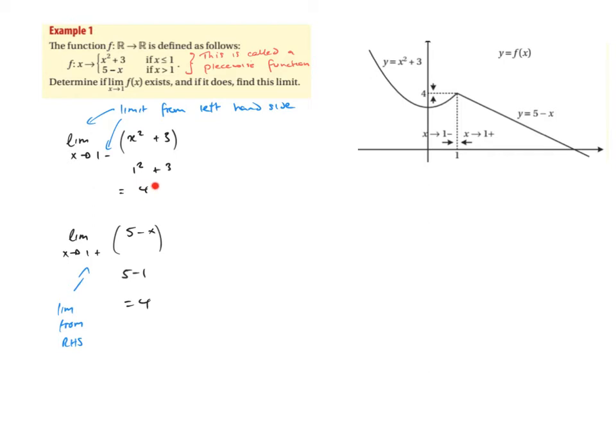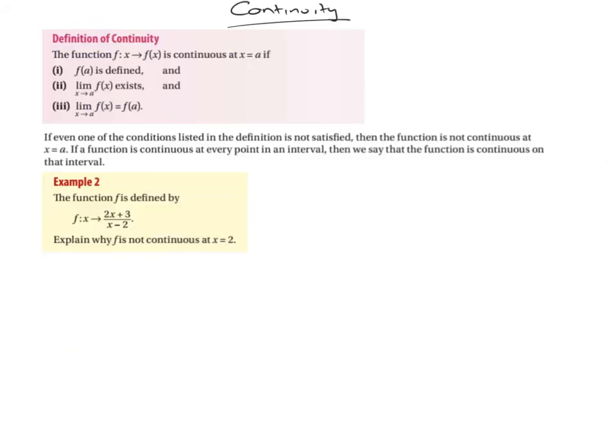If the limit from the left, i.e. this one, was not equal to the limit from the right, then there would be no limit at all. Okay, in this slide we're going to look at continuity, and the definition of continuity is given here.